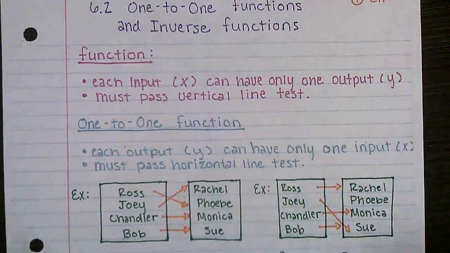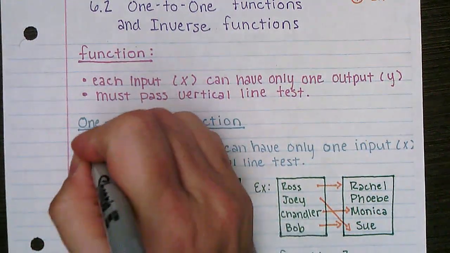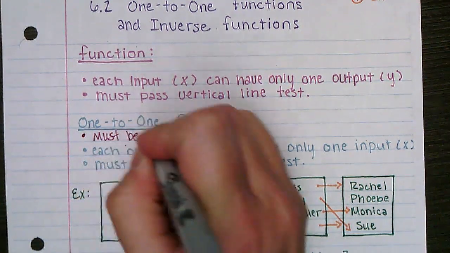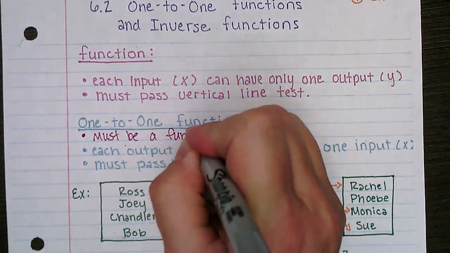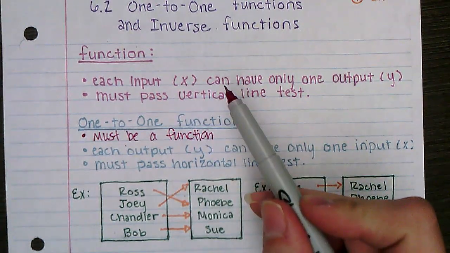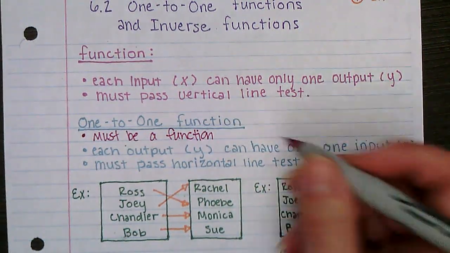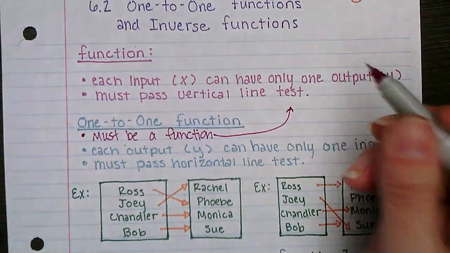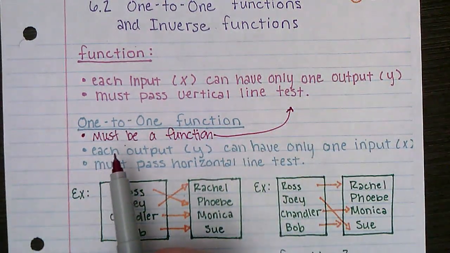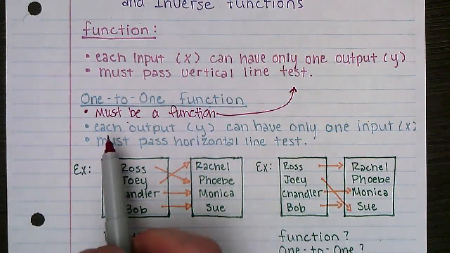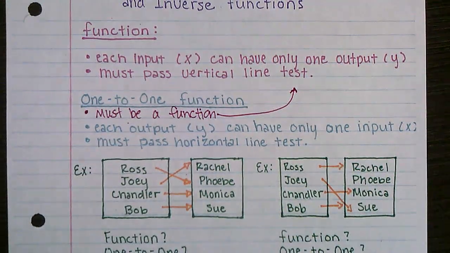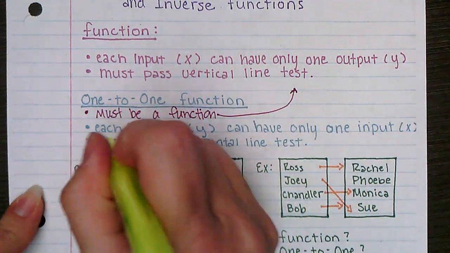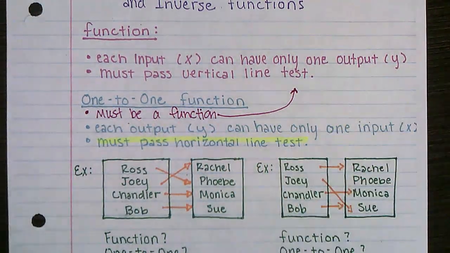So what's different about a one-to-one function is, first of all, it must be a function. So it still has to do each input can only have one output and must pass the vertical line test. So in order to be a one-to-one function, you first have to be a function. But then to be one-to-one, each output, which is the y values, can have only one input, which is an x value. So one-to-one functions must pass the horizontal line test and the vertical line test.